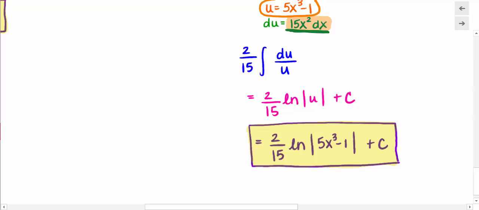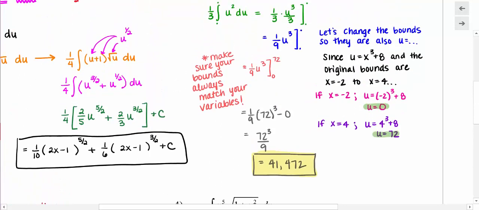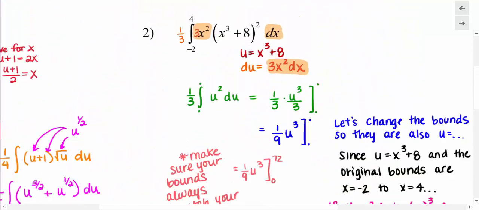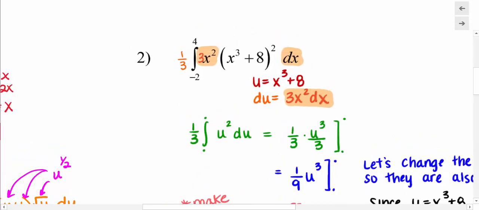Okay, so let's go back up and do a definite integral one so we can see bounds, okay? So what happens here, and I'm going to show you the inside-outside again, I just want to focus on the bounds on this one. So when you're looking at the original problem, you're integrating x squared, I put that 3 in, times the quantity x cubed plus 8 squared dx. Okay, so with respect to x.